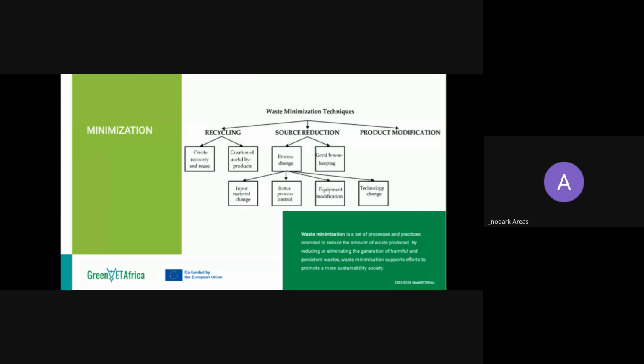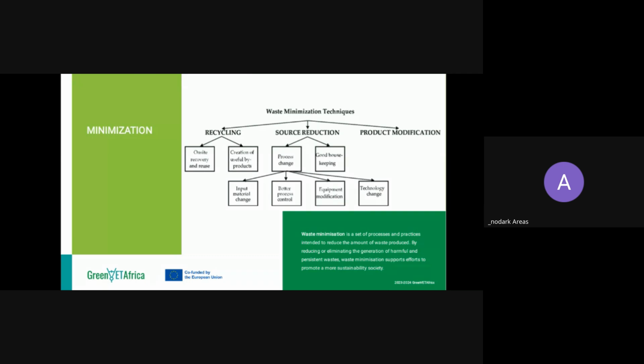Now, the next one is source reduction. What does source reduction mean? Basically, source reduction is talking about you reducing your waste from the source. Instead of waiting for a secondary or tertiary manager to manage your waste, you make conscious and determined efforts to reduce your waste from source. Now, that can be through what? Something as simple as good housekeeping would greatly reduce waste from source. Good housekeeping will reduce your waste from source.